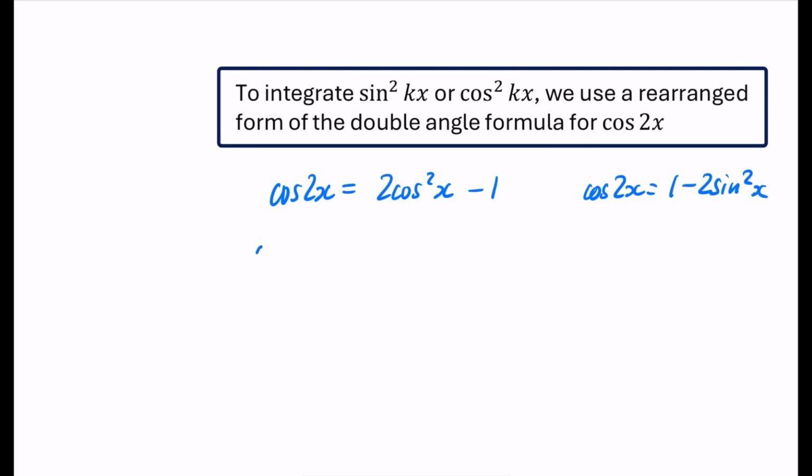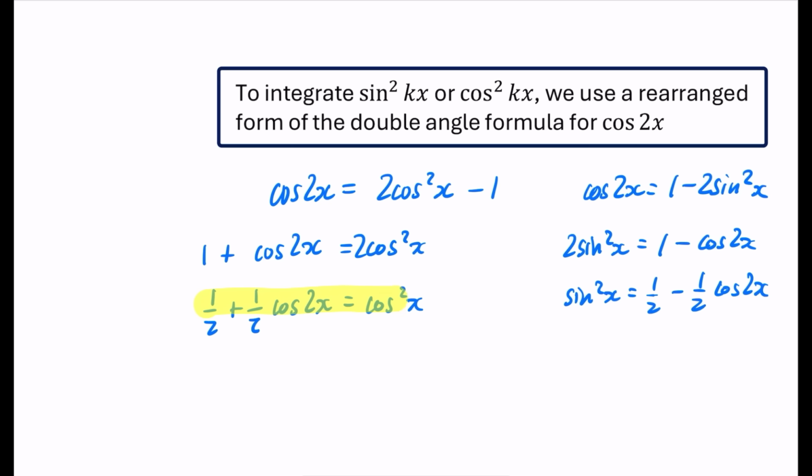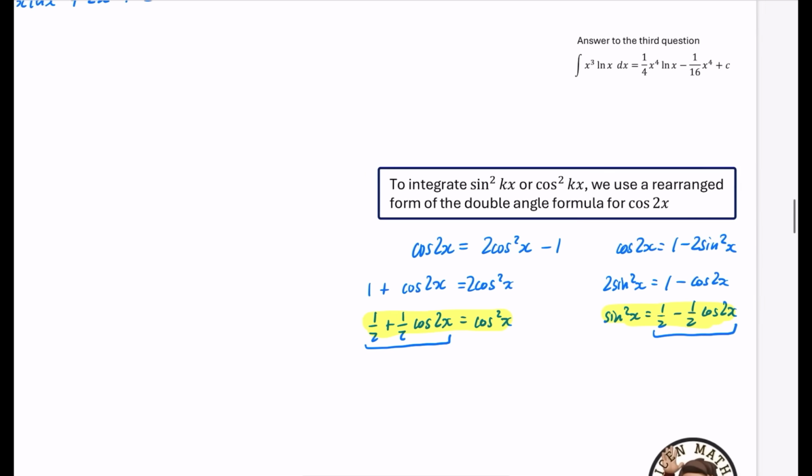So if we rearrange this, we get cos 2x plus 1 is 2 cos squared x. And when I half it, I get a half plus a half cos 2x is cos squared x. And then the other one for sine, if I rearrange this, I would put the 2 sine squared x onto this side, and that is going to be a 1 minus cos 2x. When I divide by 2, I get the half minus a half cos 2x. Now, if you're doing further maths and you've looked at polar equations, you will know you have to do an awful lot of integrating of sine squared and cos squared. So I would highly recommend memorizing those two things I've just put the little box around.